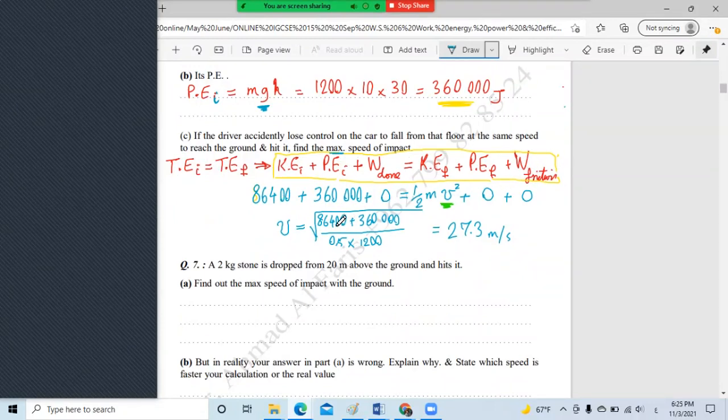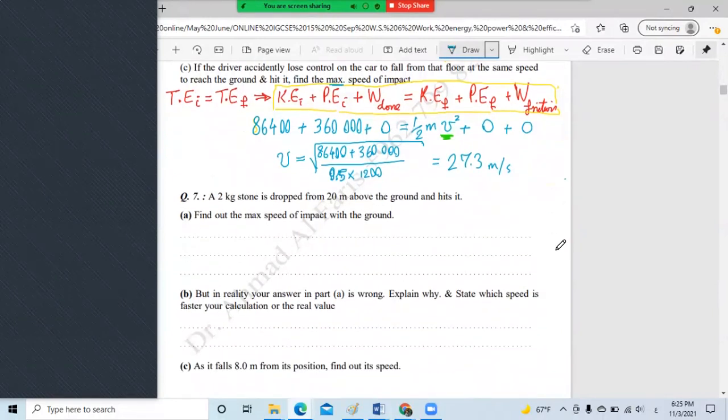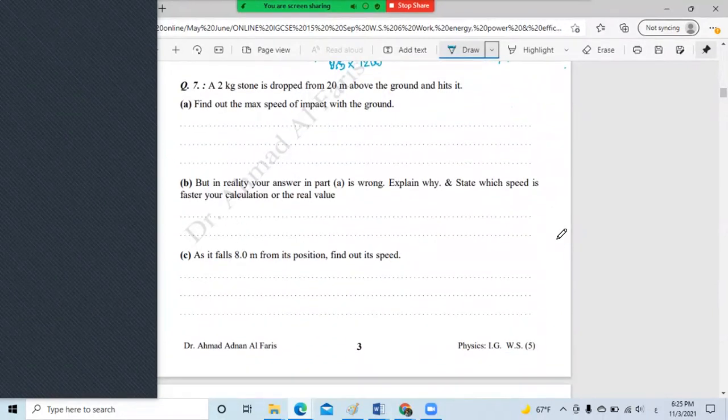So by doing that, V equals the square root of all this divided by half times the mass, which is half multiplied by what? 1,200, the mass of the car, and the answer will be how much? 27.3 meters per second. Okay, let's see another question that talks about the same idea.